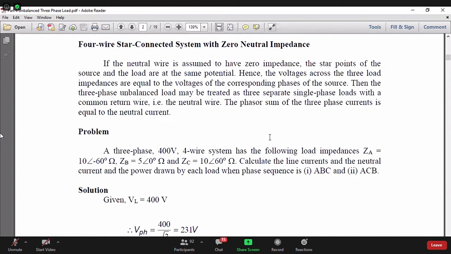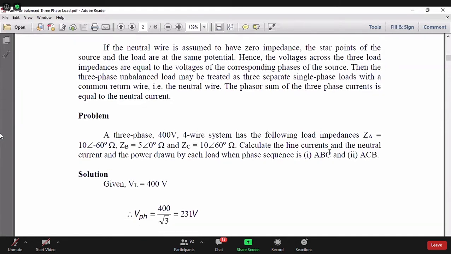Okay, let us see what is the problem. A 3-phase 400 volt 4-wire system has the following load impedances. So I have ZA, ZB, ZC. So impedances are given. Very clear. Calculate the line currents and the neutral current for 2 different phase sequences. This is a very interesting problem. Again, go through it very carefully.